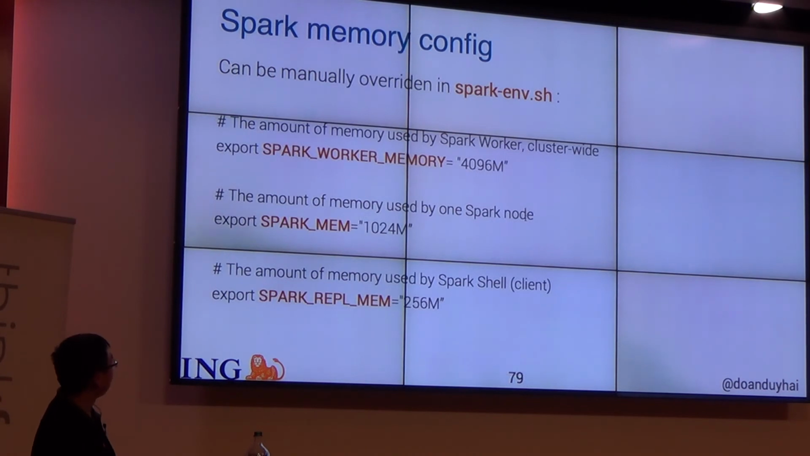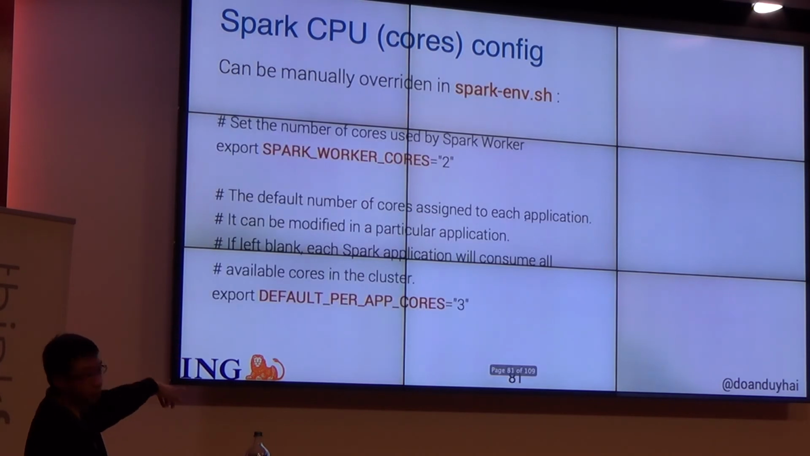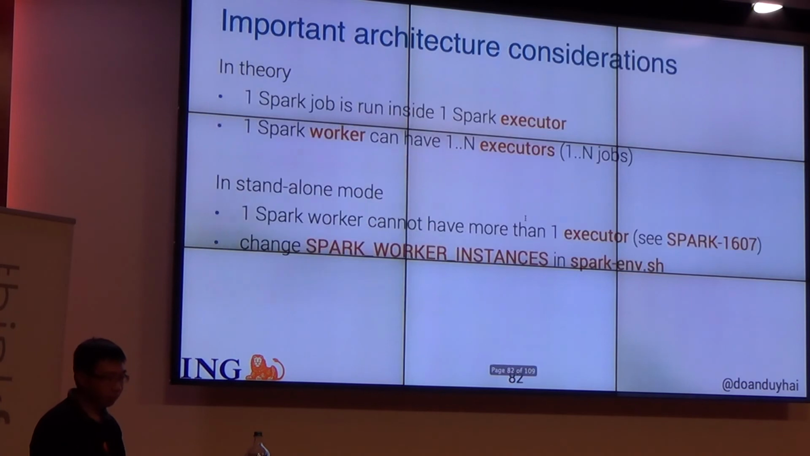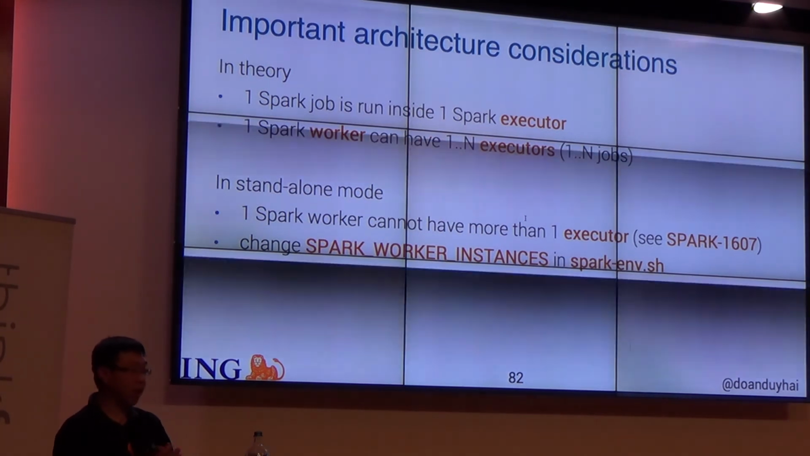The same thing for Spark, you can always override those settings yourself. The same thing for the number of CPU cores. You use the ratio or override yourself. Some important tricks to know. In theory, one Spark job runs inside one Spark executor, and each worker can have many executors.